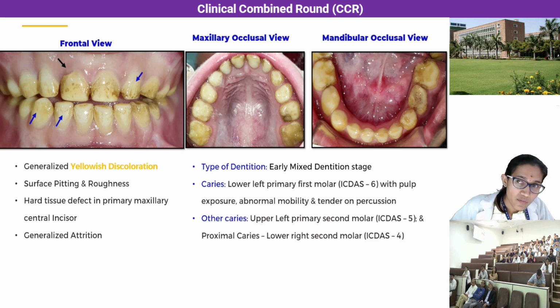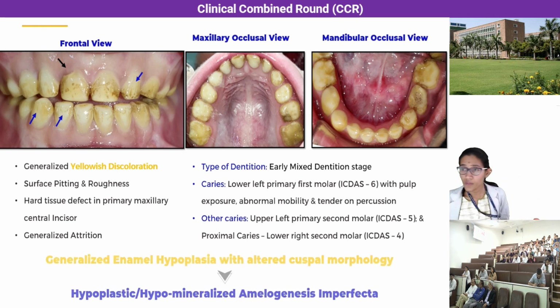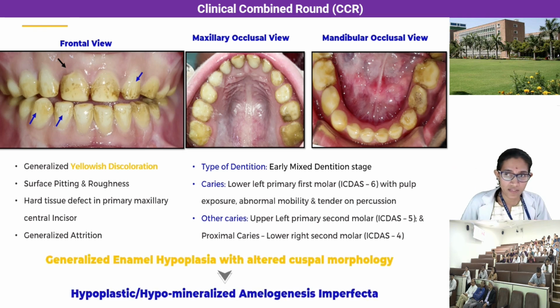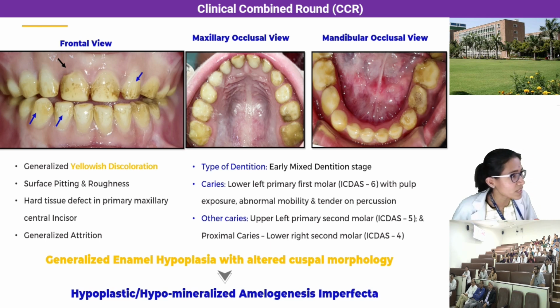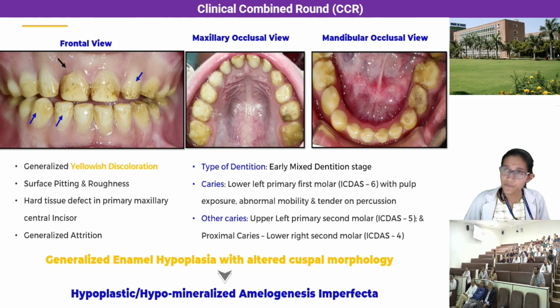Their chief complaint was caries in relation to the lower left primary first molar with pulp exposure, abnormal mobility, and tenderness on percussion. The other carious lesions were in the upper left primary second molar, and proximal caries was observed between the lower right first and second primary molars. So based on the generalized enamel hypoplasia with altered cuspal morphology, a diagnosis of hypoplastic and hypomineralized amelogenesis imperfecta was made.